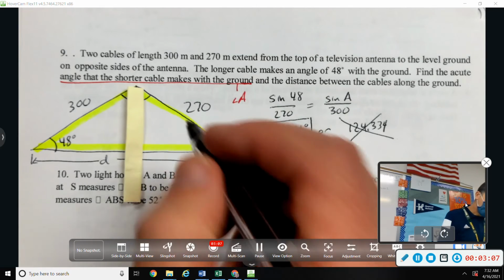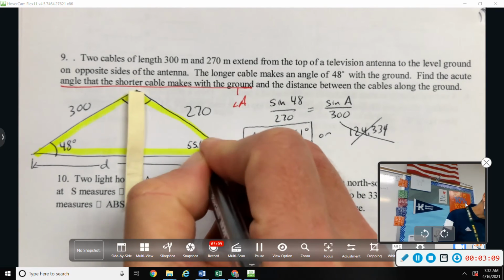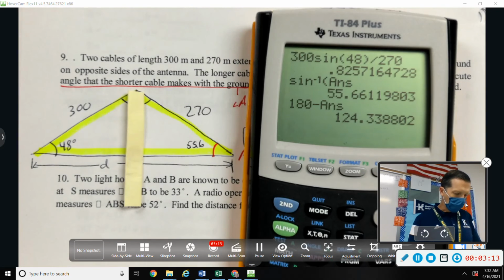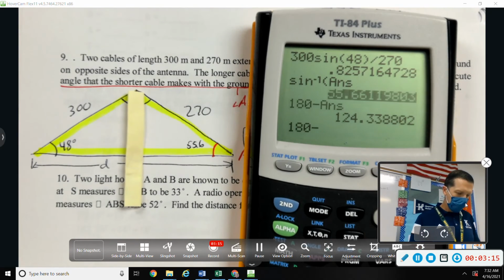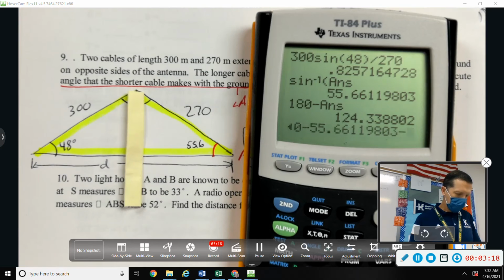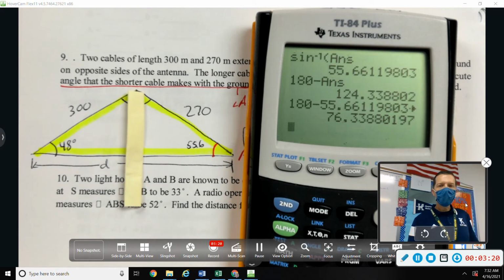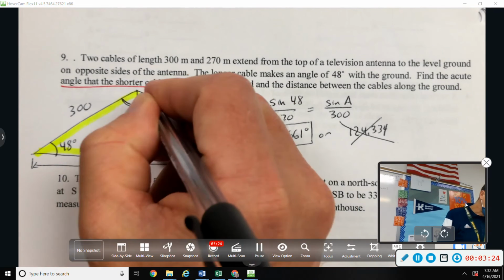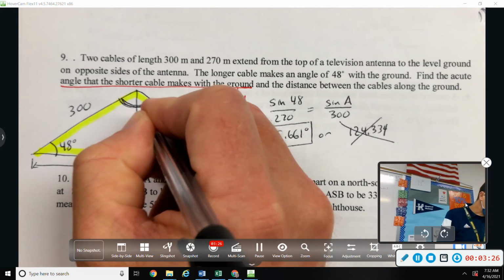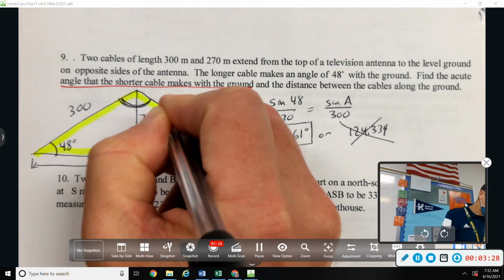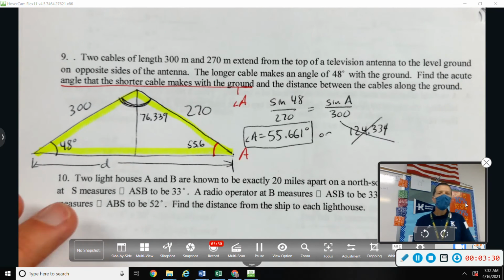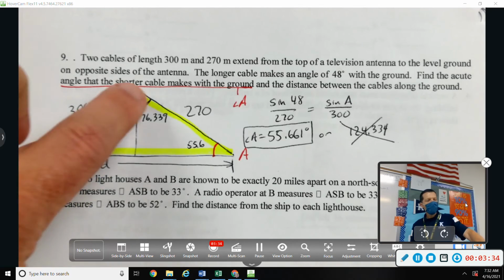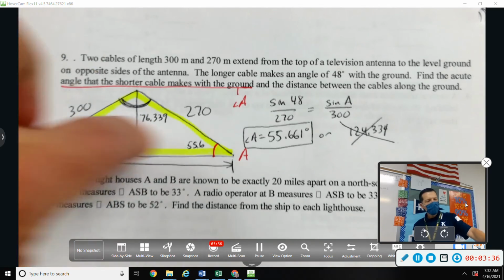So 48, 55.6, which means I can subtract from 180 to get that top angle. So 180 minus the other two. So that entire top angle, the whole thing, 76.339. And now I'm set up to do another law of sines. Angle side pair, angle side pair.